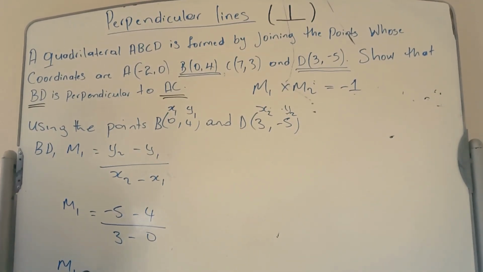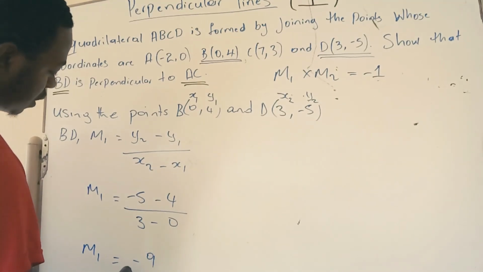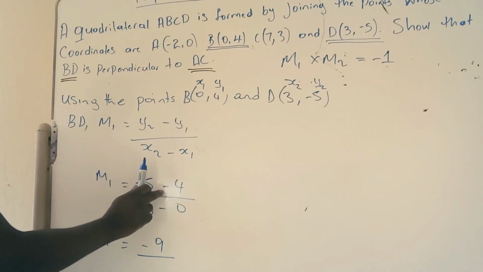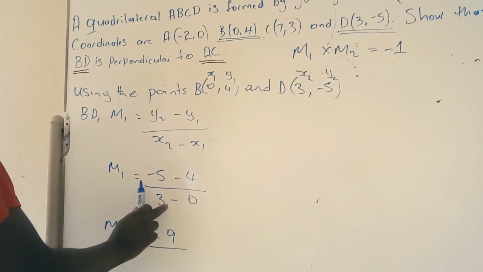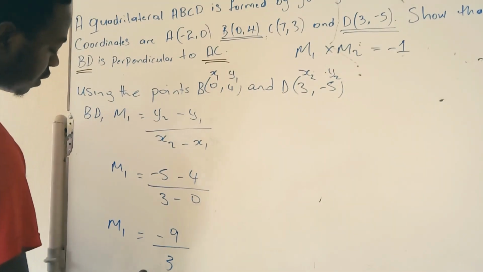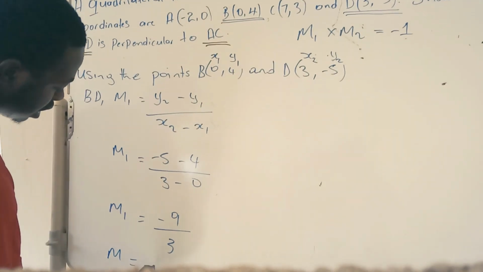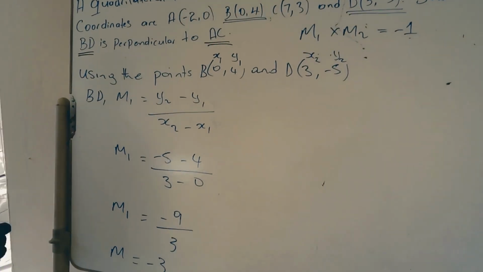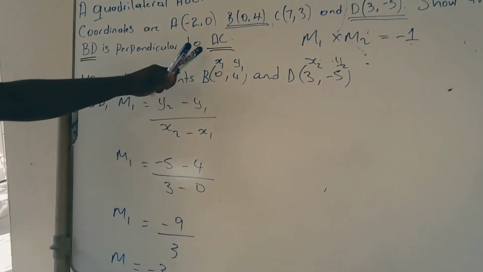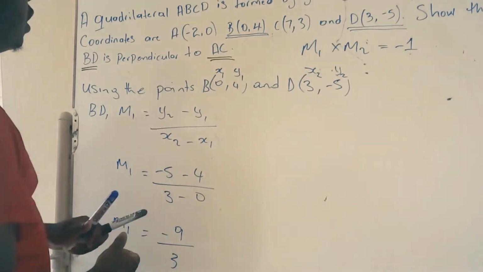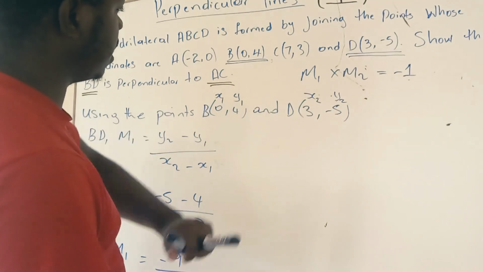So M1 is equal to negative 5 minus 4 gives us minus 9. Note here, when the signs are the same, you add and keep the sign. So 3 minus 0 is 3. So negative 9 divided by 3, M1 would equal negative 3. So now that we know the gradient of BD, we need to go ahead and find the gradient of AC. And the points that we are going to use here are point A and point C.